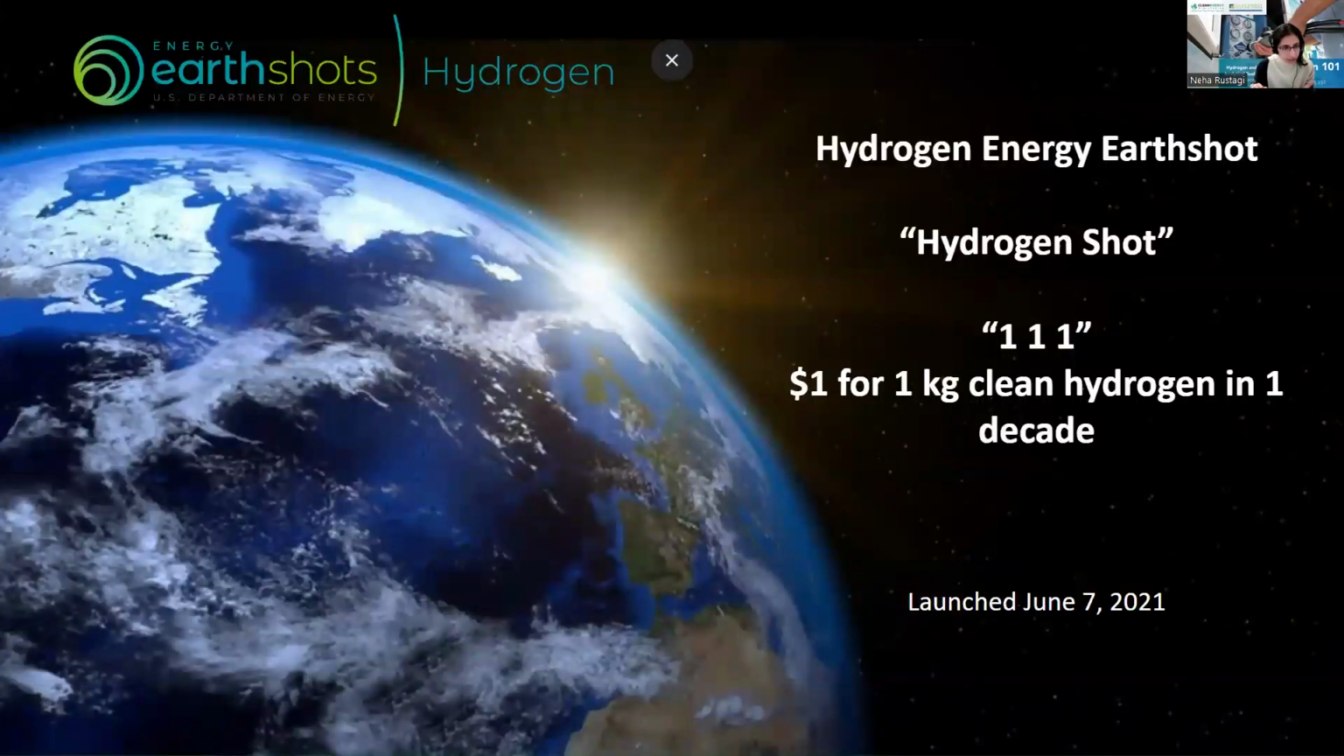In support of addressing this barrier, if we go to the next slide, the administration launched the Hydrogen Shot, which is an aggressive goal to enable clean hydrogen production at $1 per 1 kilogram in 1 decade. That's roughly competitive with the cost of hydrogen from non-clean sources today, and it's about an 80% reduction in the cost of hydrogen relative to electrolysis today. So if we go to the next slide.